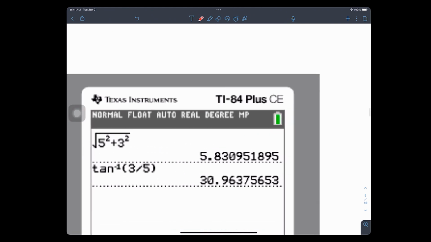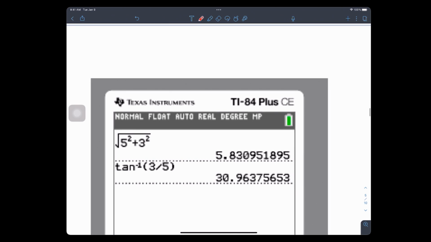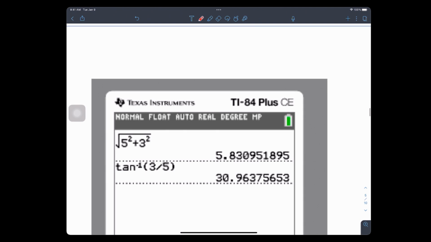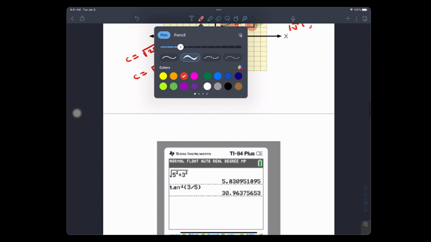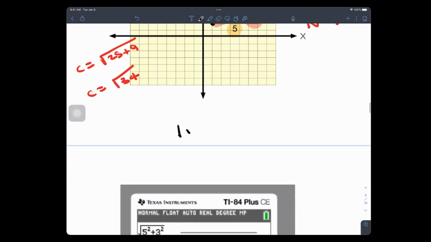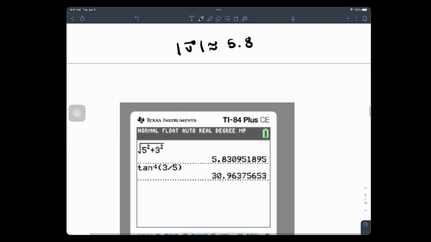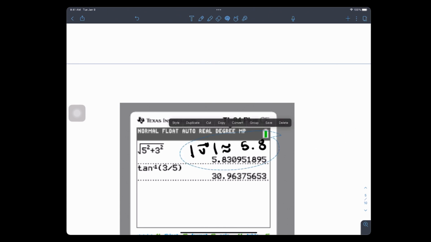So the square root of 34, if I approximate to the nearest tenths, I already have the calculator there. You guys see that there? That's going to be 5.8 then. So notation-wise, you can say we found the length of this vector v to be approximately 5.8. That's the meaning of what you guys see right in here.